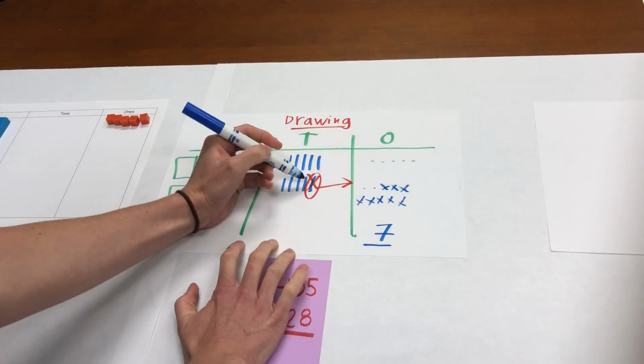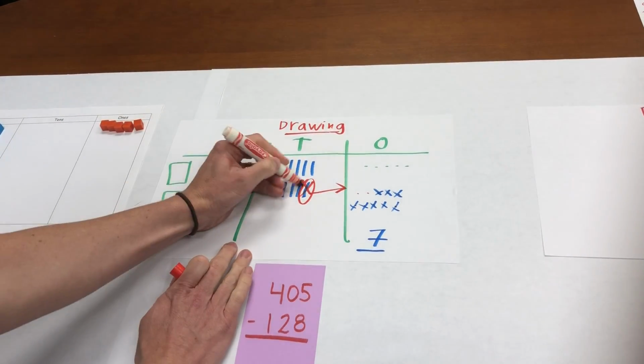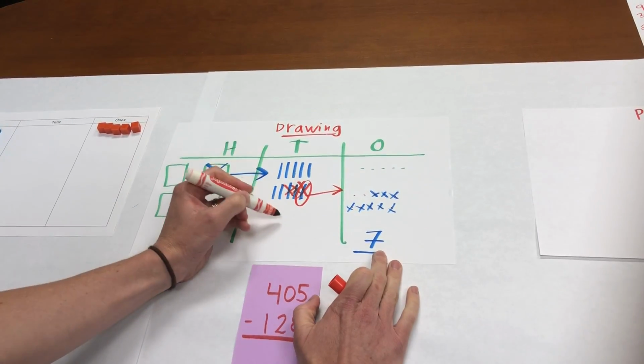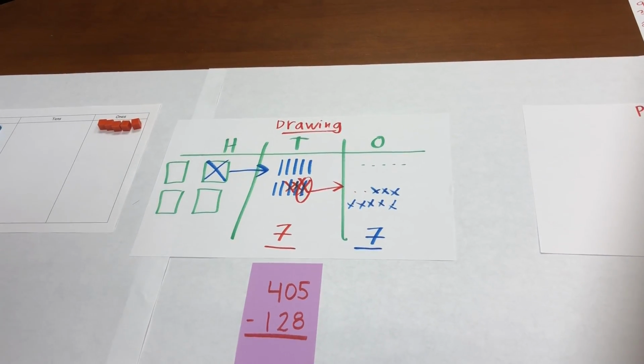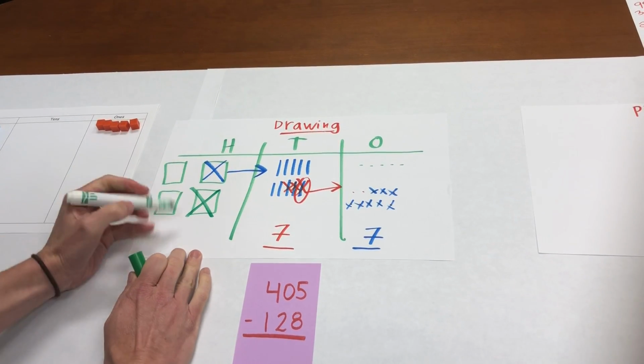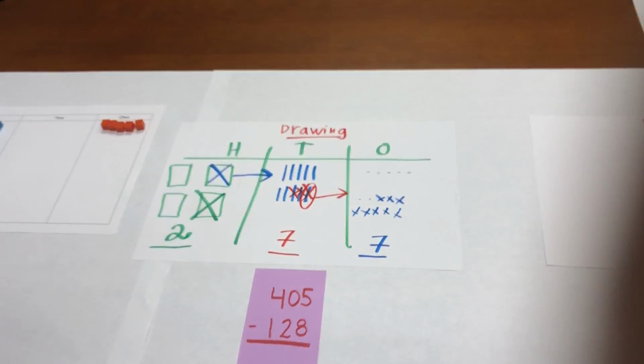I need to take away 2 tens. I am left with a total of 7 tens. I need to take away 100, and I am left with a total of 200.